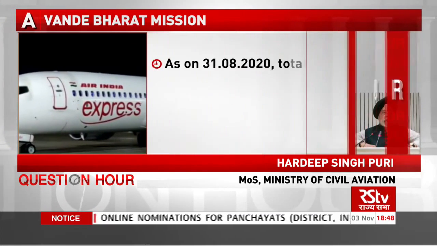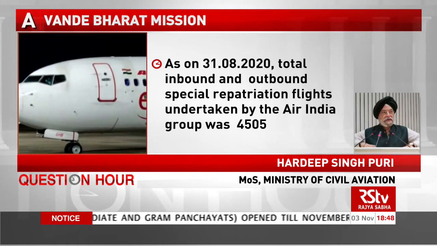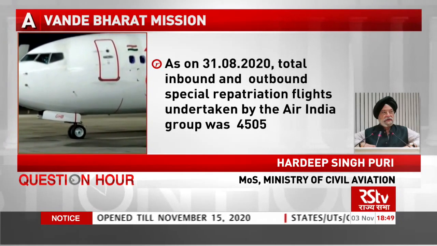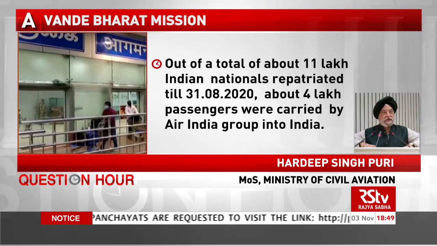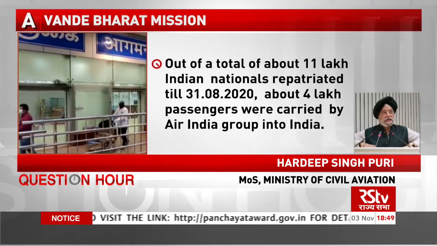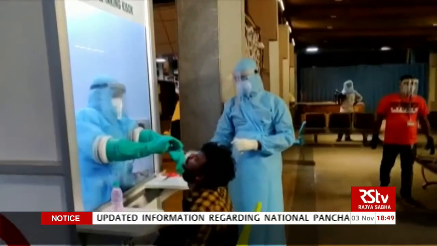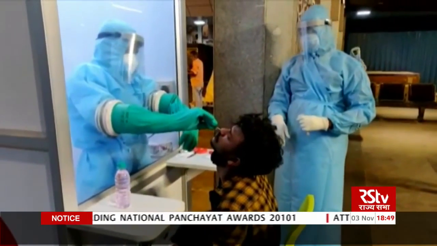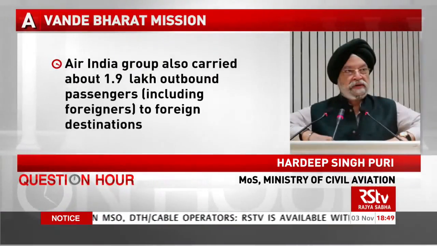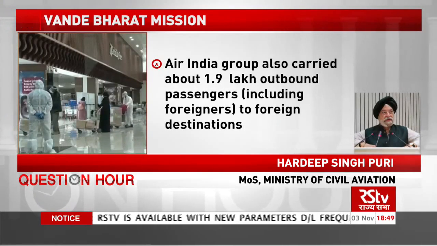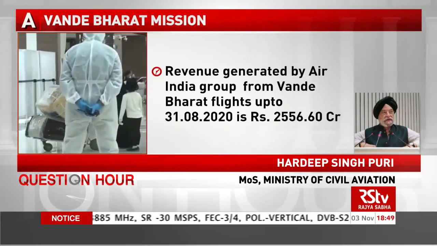Now, in the reply, the ministry says that as on 31st of August this year, the total number of inbound and outbound special repatriation flights undertaken by Air India Group was 4,505. Out of total about 11 lakh Indian nationals repatriated till 31st of August, about 4 lakh passengers were carried by Air India Group into India. Well, as we say, this Vande Bharat mission was not just to get back the stranded Indians from the foreign land, but also to get back foreigners to their own land. 1.9 lakh foreign tourists, or to say foreign nationals, including also Indian nationals, were repatriated back by Air India in this Vande Bharat operation.